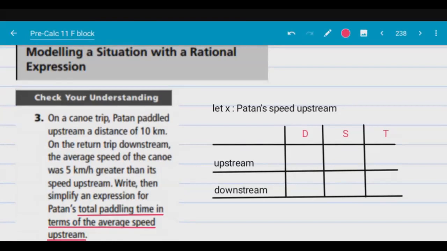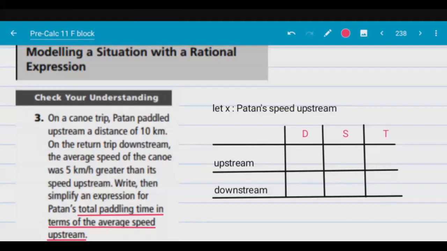So in math, the idea is the speed of the current is going to be added to your speed if you're going with the current, and will be subtracted from your speed if you're going against the current. Anyway, that is something we're going to talk about when we solve rational equations.